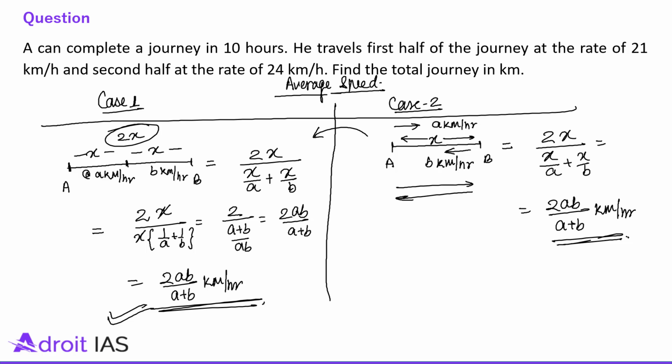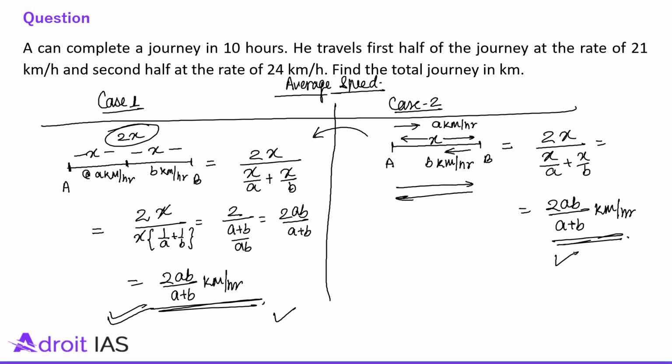So friends, we can say if a man is going to a certain place and coming back, but both times his speeds are different, then the average speed can be found out even if the distance is not given to you. So in both the cases, the average speed is 2ab upon a plus b kilometer per hour, but we should remember these two cases.